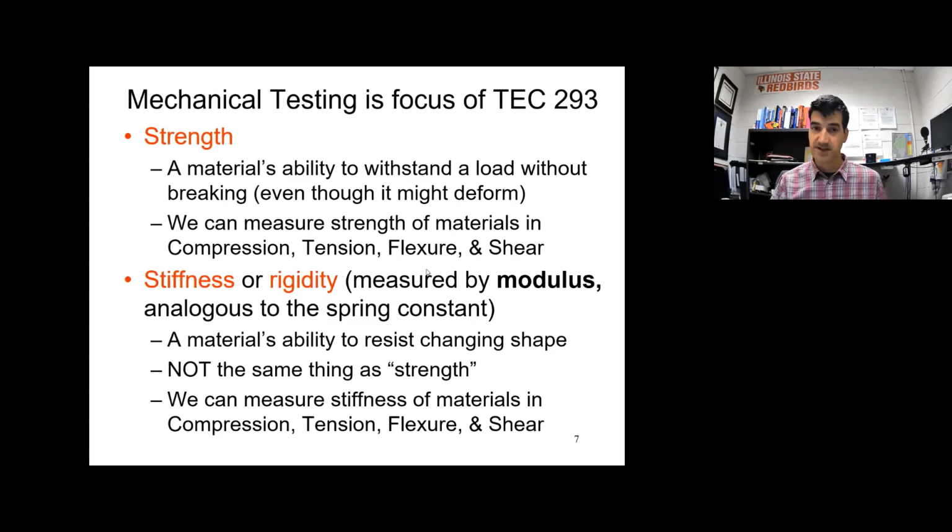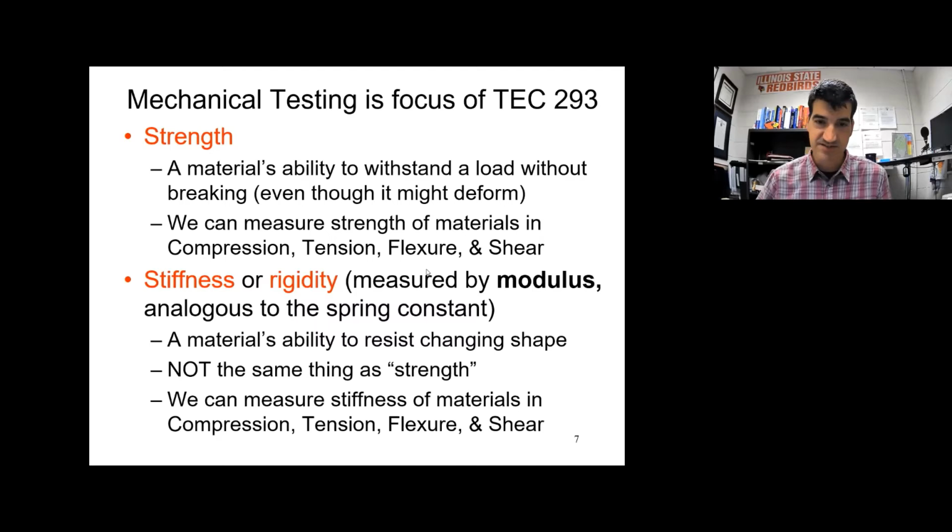All right, so that's the big difference between stiffness or rigidity, and strength. In strength, I don't care if it changes shape or deforms. I just want to know how much load it can take before breaking, even allowing for deformation. With stiffness or rigidity, I want to know its ability to resist changing shape, like this. This would be flexural rigidity. Okay, so make sure you are clear on that. It is not the same thing as strength.